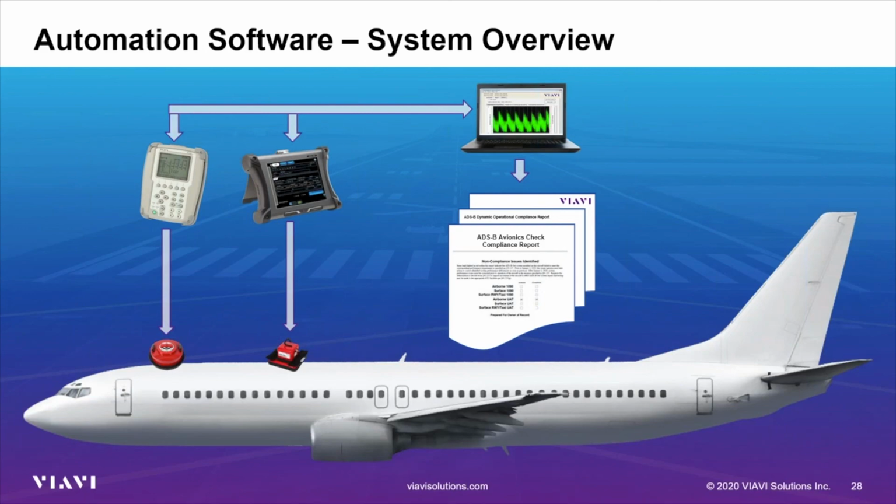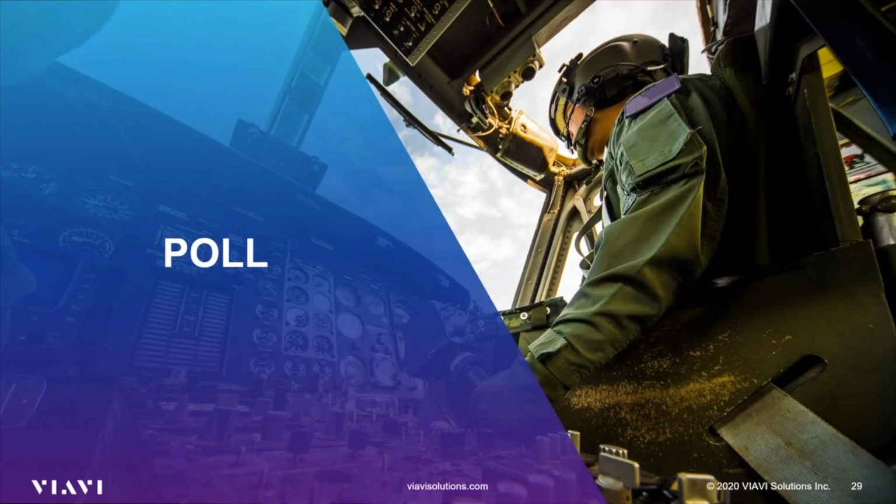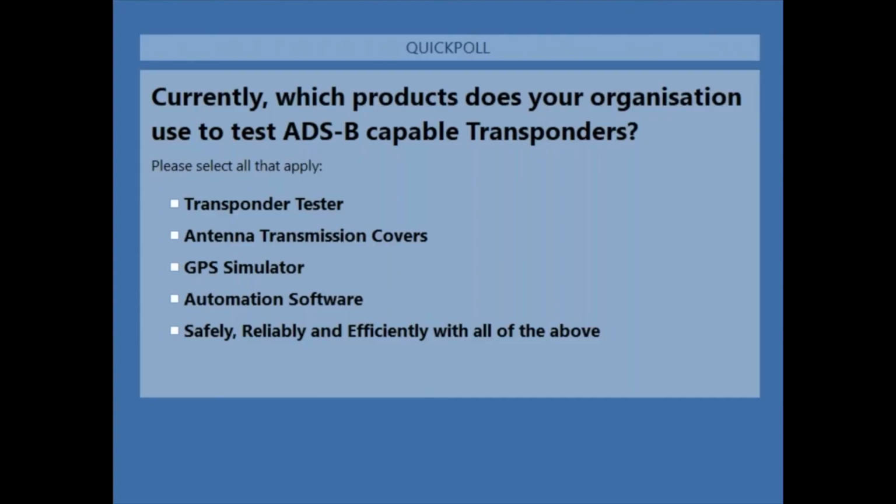So before we move on, we'll run another short poll to just see how you are currently testing in your environment. So Jack, can you launch the poll? No problem. So again, we have our second poll here, which is: which products does your organisation use to test ADS-B capable transponders? And if you could just select all the answers that apply to you, that would be great.